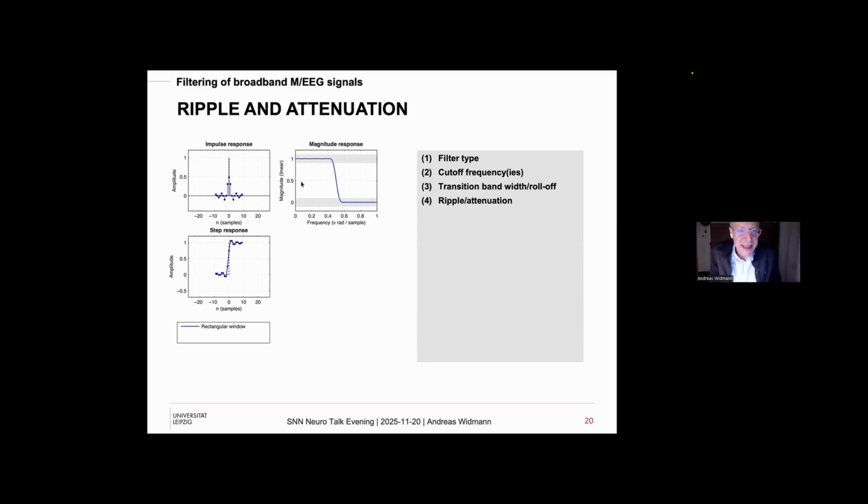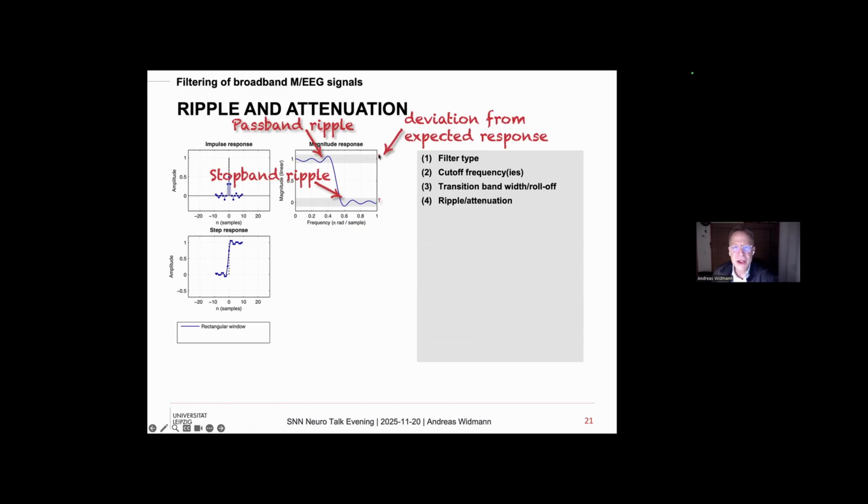I told you I will cheat 3 times. This is the second time. Actually, the magnitude response cannot only be not rectangular, but it's also not perfectly flat with finite time domain signals. We have some kind of deviations from our expected response. This would be pass band ripple, and this would be stop band ripple. And the ripple is just the deviation from the expected frequency domain amplitude, 1s here or 0s here.